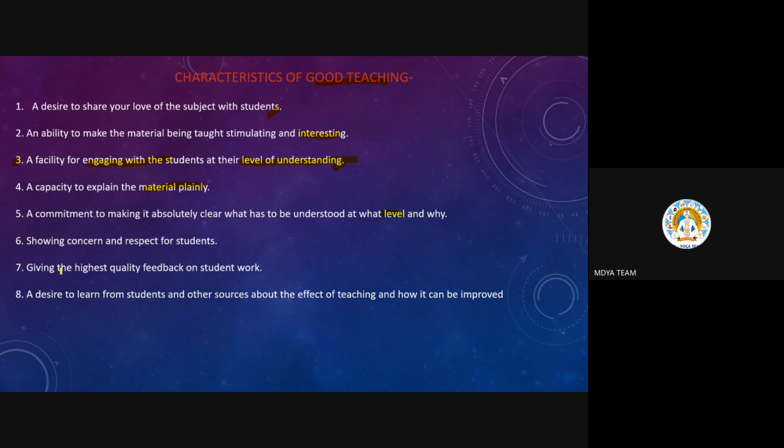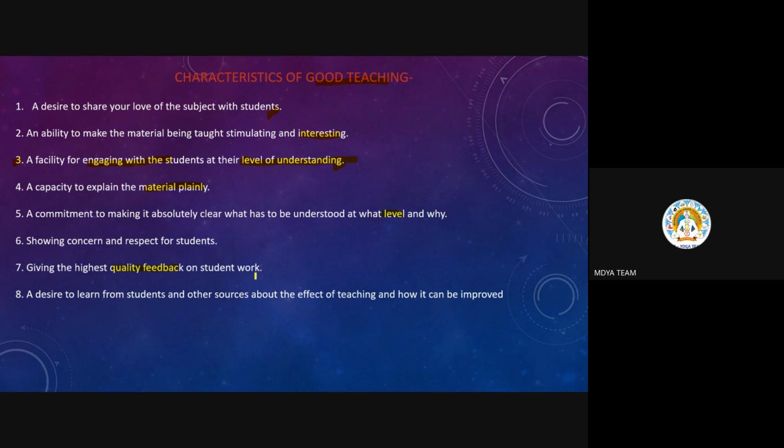Seventh, giving the highest quality feedback on the student work. If the teacher has given something as homework, the next day the teacher should give some feedback to the students, so that the learners may feel motivated, encouraged, and in the subsequent classes they do their homework regularly. The next is highest quality feedback.